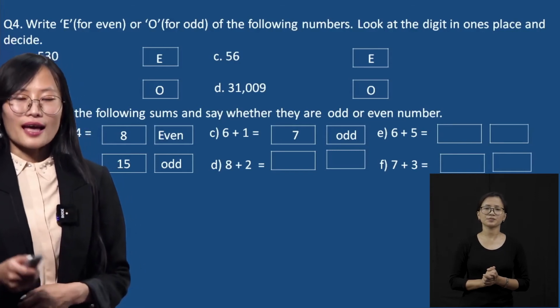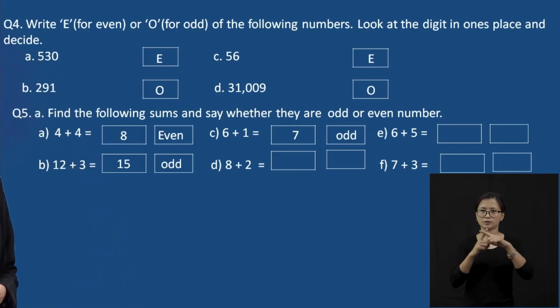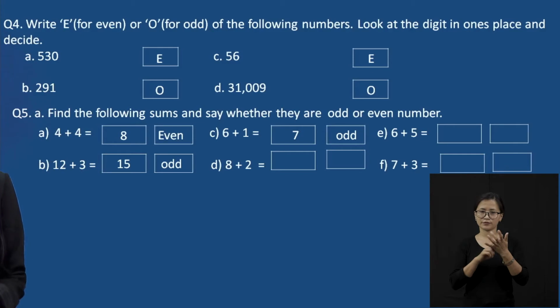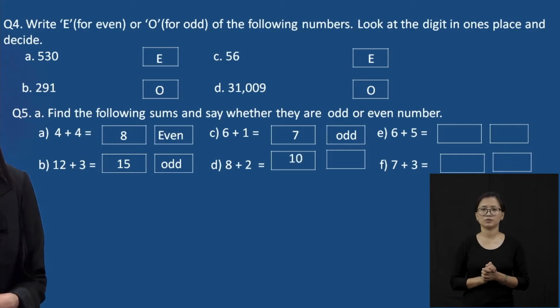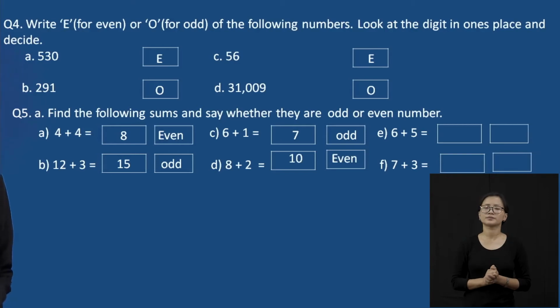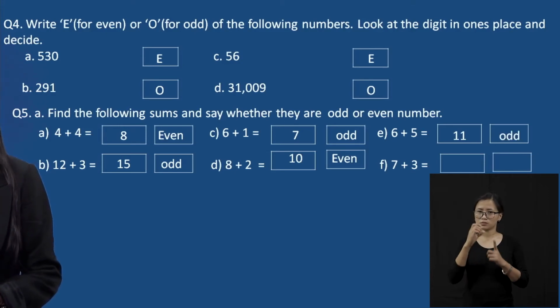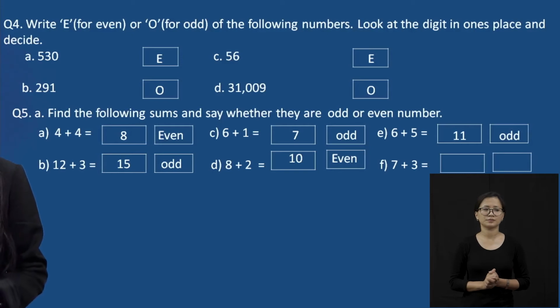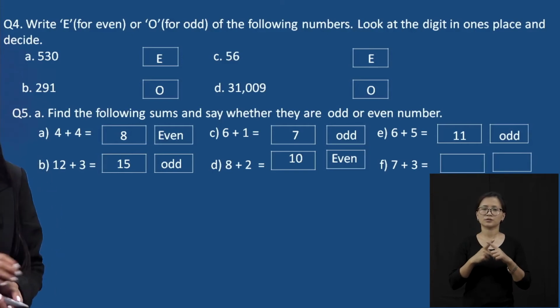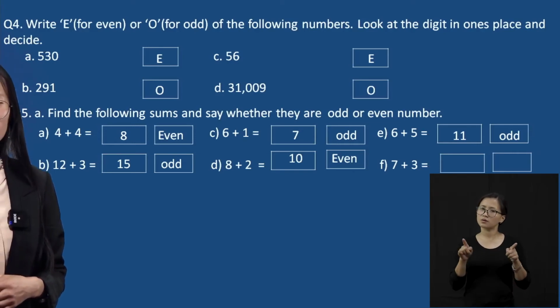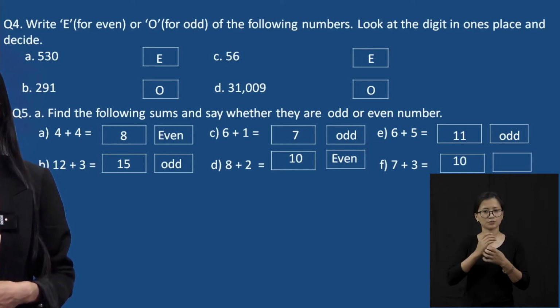Okay. Now 8 plus 2 is 10. So 10 is exactly divisible by 2. So we write even. 6 plus 5 is 11. So 11 is not divisible by 2, so this is an odd number. Now 7 plus 3 is 10. So 10 is also exactly divisible by 2, which makes it even.